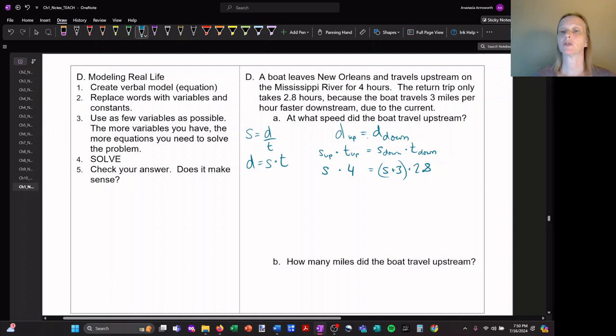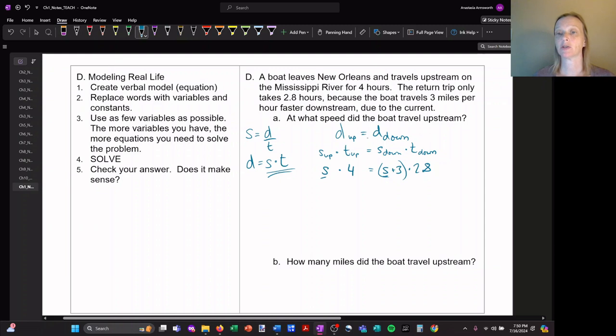So we've just used our distance upstream equals distance downstream, replace distance with speed times time, because we know the relationship between distance, speed, and time. And then we plugged in the values we know, and we've got one variable to represent the speed upstream that we don't know.